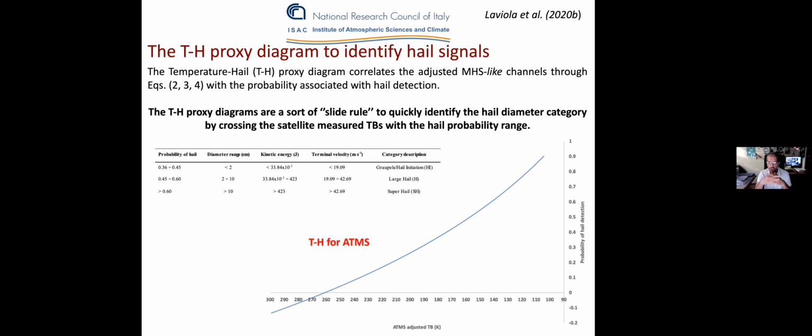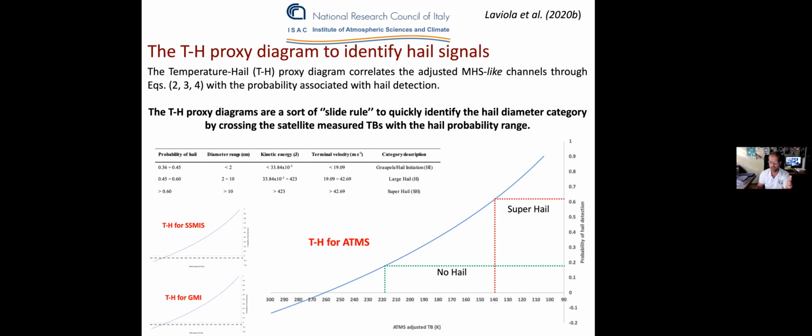A TH curve or diagram is a sort of slide rule for quickly identifying the AL diameter category by crossing the native satellite measurement with the AL probability range. Here is an example for ATMS, and the animation can explain better what I told you. If ATMS measures a TB close to 220 Kelvin, you have no AL. A signal of 140 Kelvin corresponds to super AL. Of course, the same holds for SSMIS and GMI, and of course MHS, which is the reference.